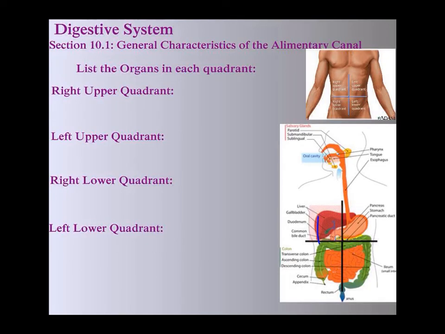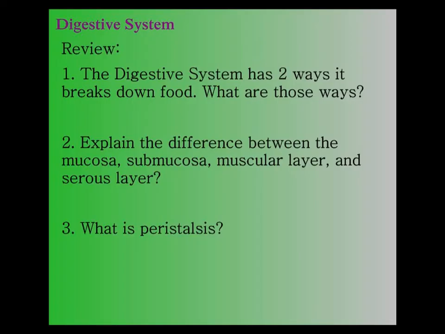So now I would like to have you take an opportunity to jot down what those organs are that are involved in each of these quadrants. This is going to give you a really good idea of how to locate the anatomy, and essentially, it's going to make your life a lot easier when you look at this picture on a test. So right upper quadrant, jot what you see down there. Left upper quadrant, jot what you see down there, and so on and so forth. I'm going to give you an opportunity to do that now before you move on to the next slide. So feel free to pause this if you'd like right now.